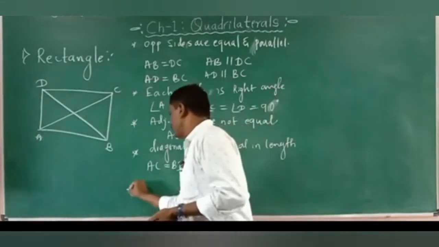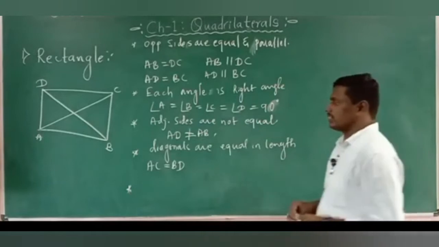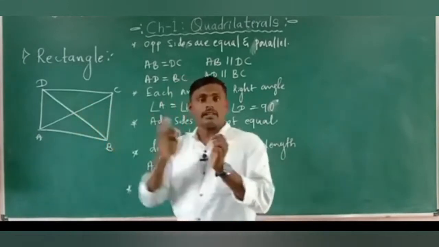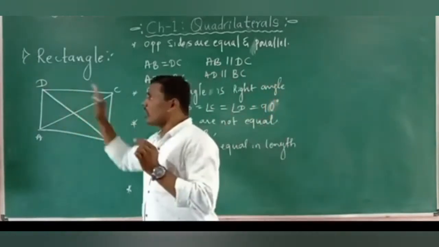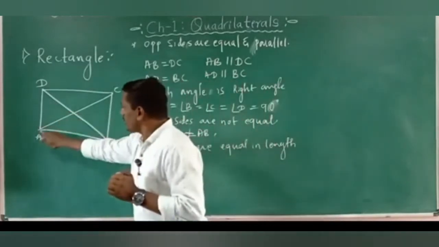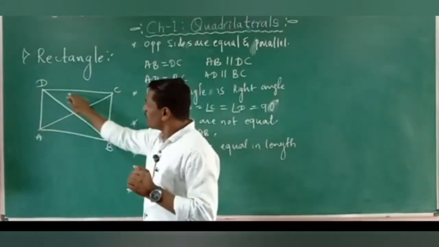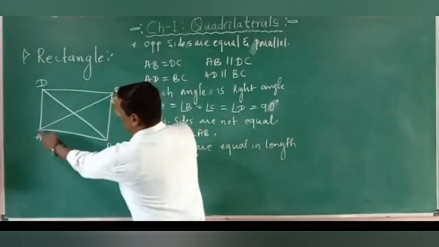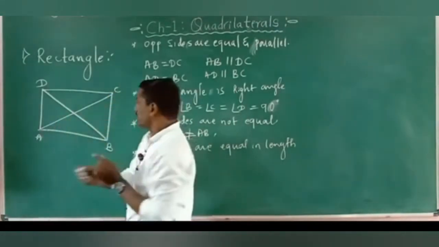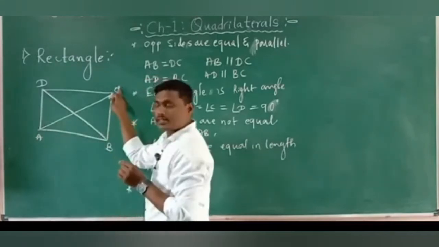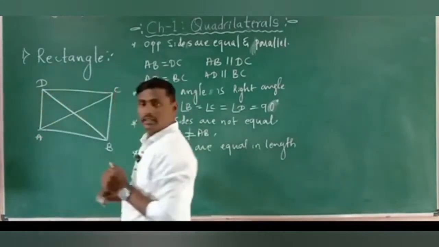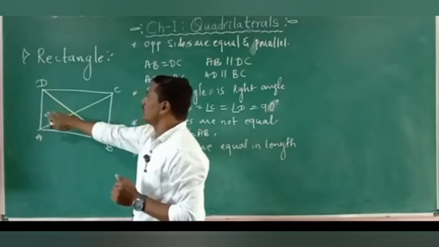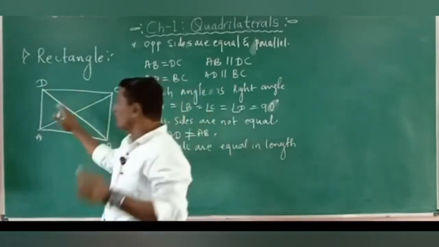Next, the fifth property of the rectangle: each diagonal of the rectangle divides the rectangle into 2 congruent triangles. Here, if I take AC as a diagonal, it divides the rectangle into 2 congruent triangles. AC is the diagonal, no? It divides the whole rectangle into two equal triangles. Triangle ABC is congruent to triangle ADC. Similarly, one more diagonal is there. BD is the second diagonal, no? Again that diagonal divides the rectangle into two congruent triangles.